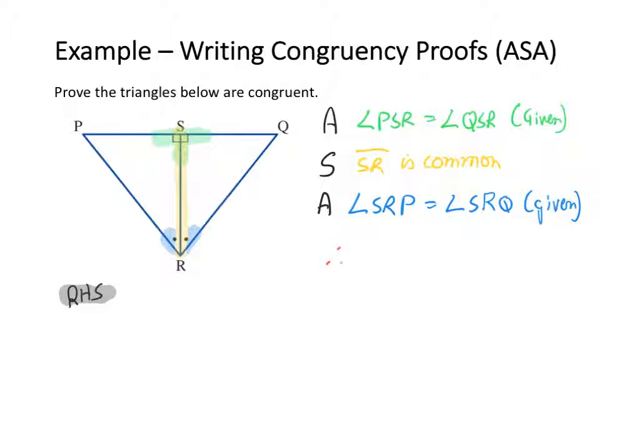So therefore, triangle PSR is congruent to triangle. Now I've got to make sure my letters are in the same order. So in my first one, I started at P. The corresponding angle is Q. So it is going to be QSR, and I know that those 2 triangles are congruent because of the rule angle, side, angle. So that is an example of how we write a proof to prove that 2 triangles are congruent using the rule angle, side, angle.